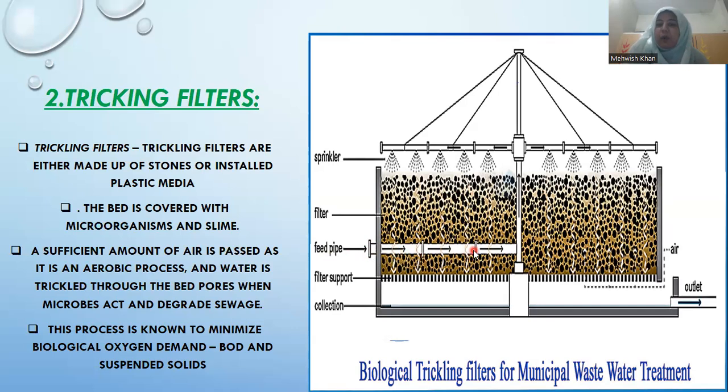Through this feed pipe, the raw water, the water that is contaminated and needs to be purified, will be added into this feed pipe. And through this feed pipe, you can see it is attached here properly. You can see a sprinkler here. It has a hollow structure and it is continuously rotating. Okay, it's not standing, it's continuously rotating.